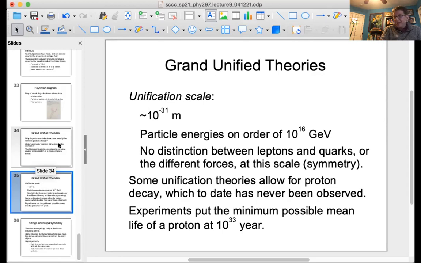Some unification theories allow for proton decay, but a proton has never been observed to decay. And based on what we do know, the minimum possible mean life of a proton is 10 to the 33 years. So there's a huge limit. Even if protons do decay, there's a huge limit to the lifetime of the proton.